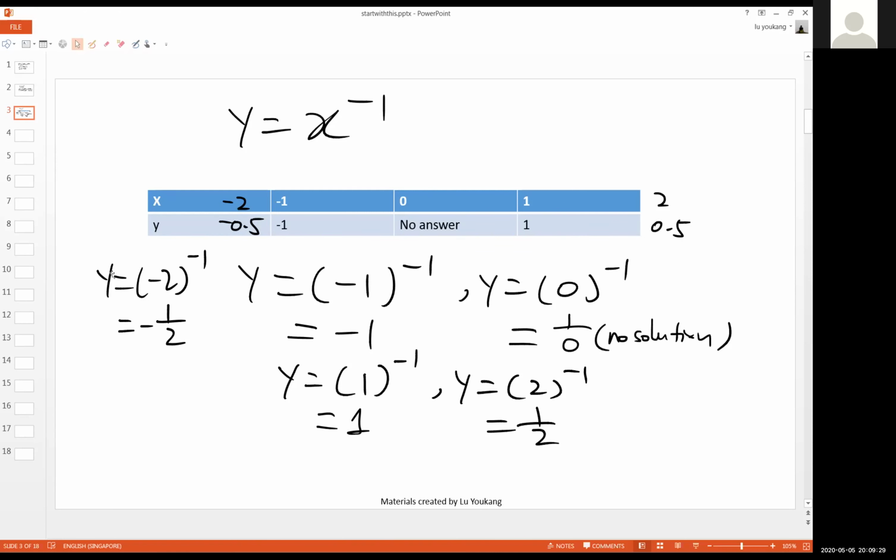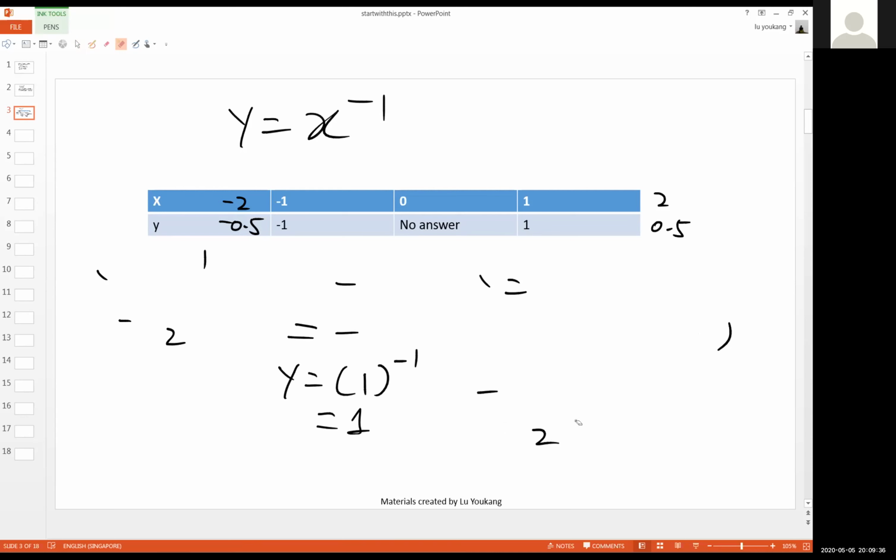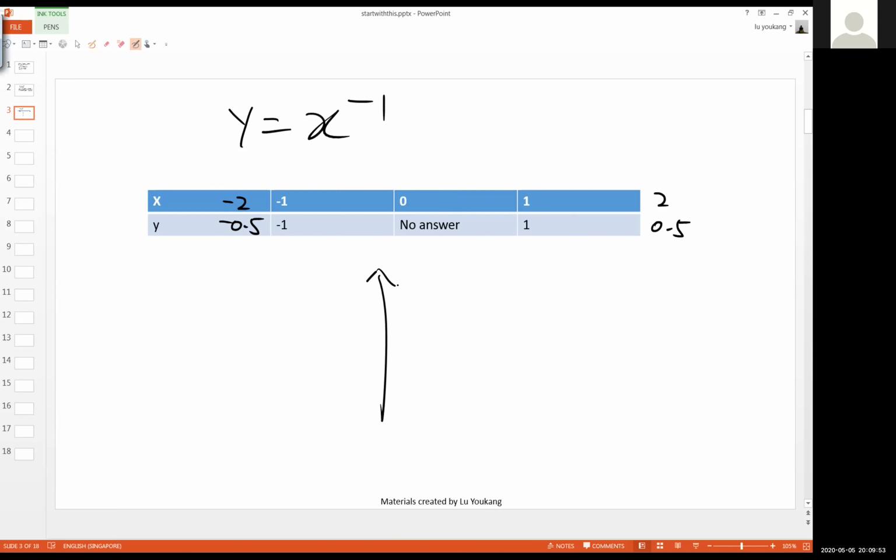So basically with this you can start to sketch. Let me erase this first, then I get space to sketch. You should test the negative side and then the positive side, and of course you test zero as well. So this is your zero, this is your one, this is your two, this is negative one, and this is your negative two. When it's zero, no solution. When it's one, it's one. When negative one, it's negative one, right?